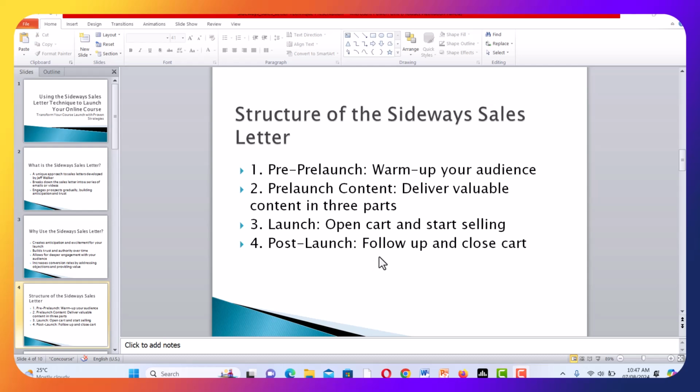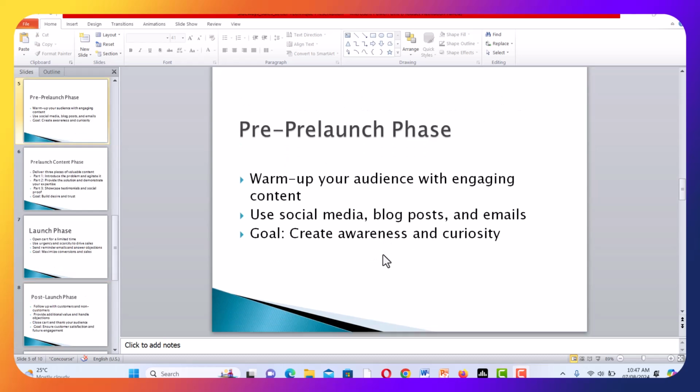So the first one is pre-launch. Pre-launch phase is just to warm up your audience with engaging content. Create content such as social media posts, blog posts, videos, and emails. The goal here is to create awareness and build curiosity for your online course.